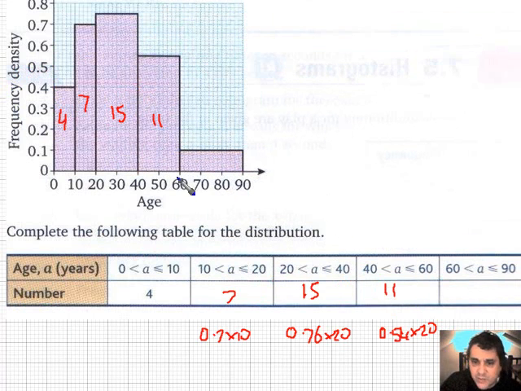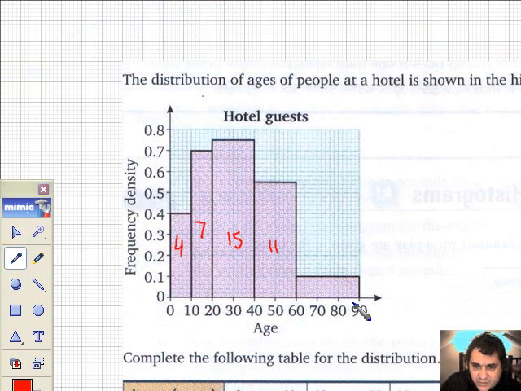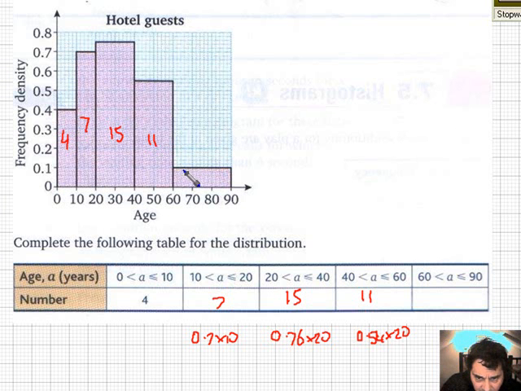And next one's got a class width of 30. 30 times 0.1 is 3, I believe. Is that bang on that? I think so. That's 3. So we've got 0.1 multiplied by 30, and that's the distribution of people in the hotel according to their ages.